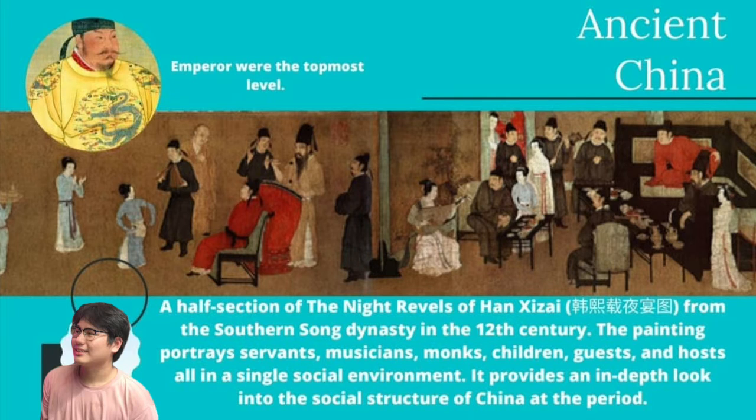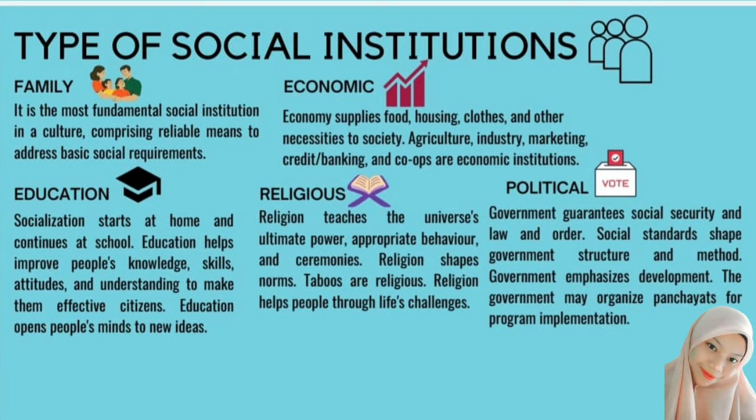And here's the picture of Han Xizai Yeyan Tu, which is the night revel of Han Xizai. The painting portrays servants, musicians, monks, children, guests, and hosts all in a single social environment. Types of social institution. Family is the most fundamental social institution in a culture. It is a system of structured relationship that includes methods that are both practical and reliable for meeting essential social needs. Economy meets the fundamental physical necessities of society by providing food, housing, clothes, and other vital supplies and services.